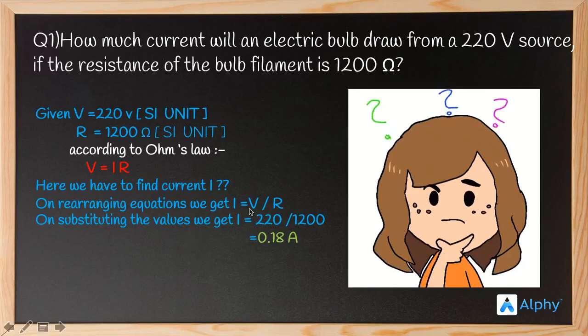So we know V is 220. Now we also know the resistance, it is 1200. So 220 by 1200 is nothing but 0.18 amperes. So this is the current drawn.